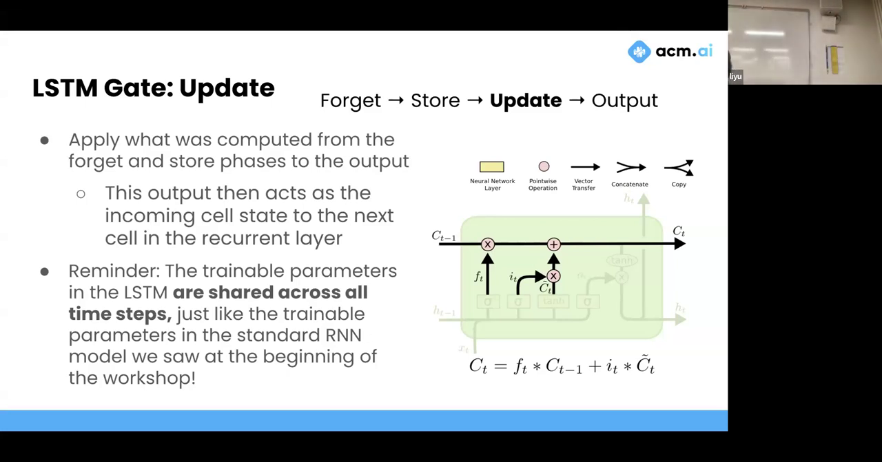Also note that the trainable parameters are shared across all time steps. The way we train them is a technique called backpropagation through time. We're just unfolding the network through time. So this is still an RNN, guys. Does anyone have any questions on this? Any questions? All right.